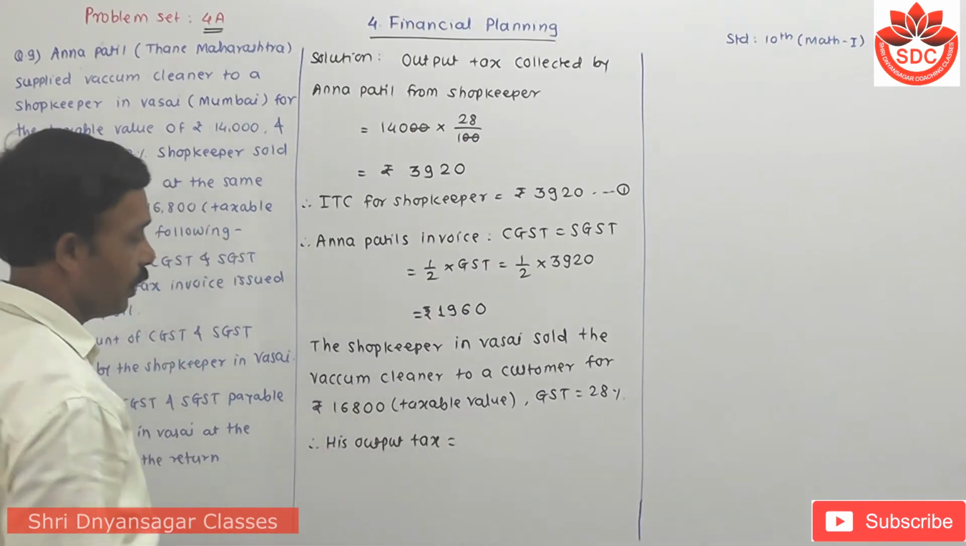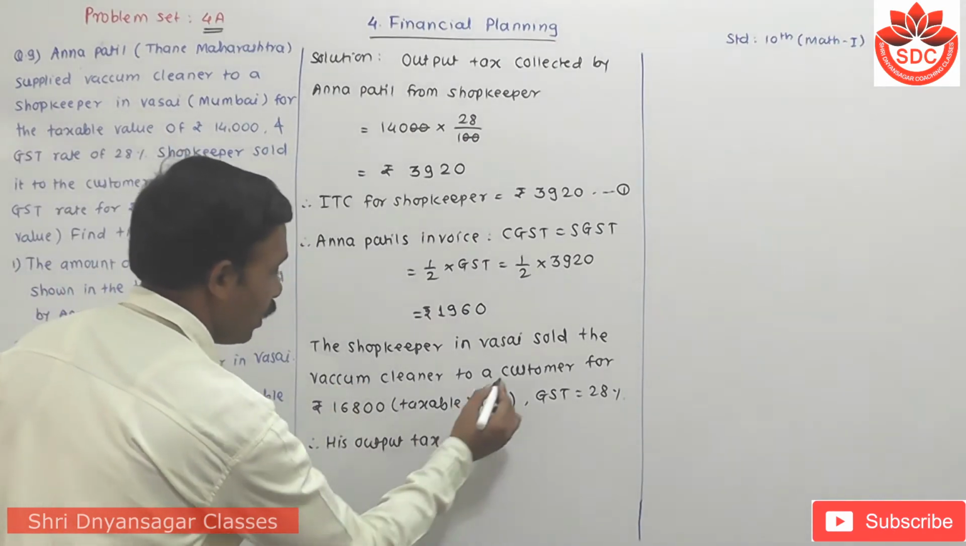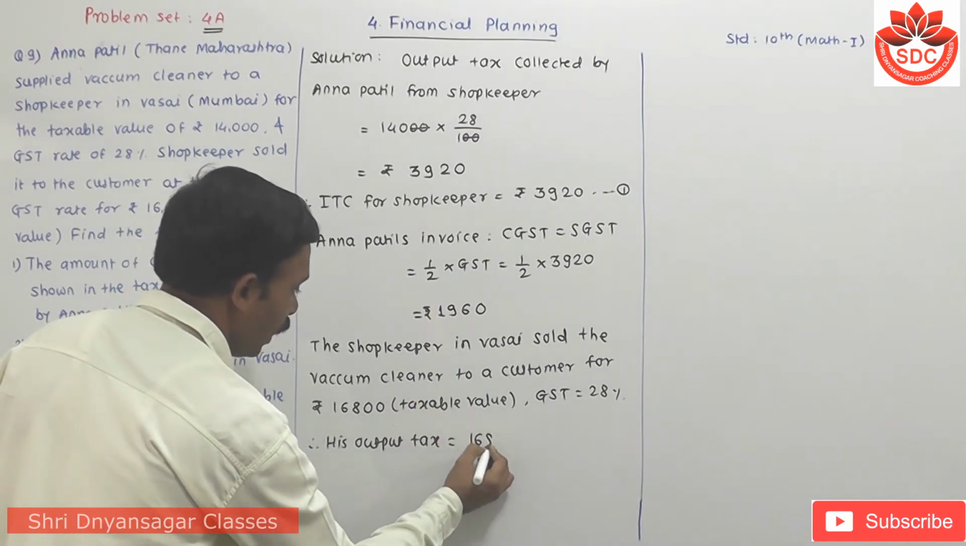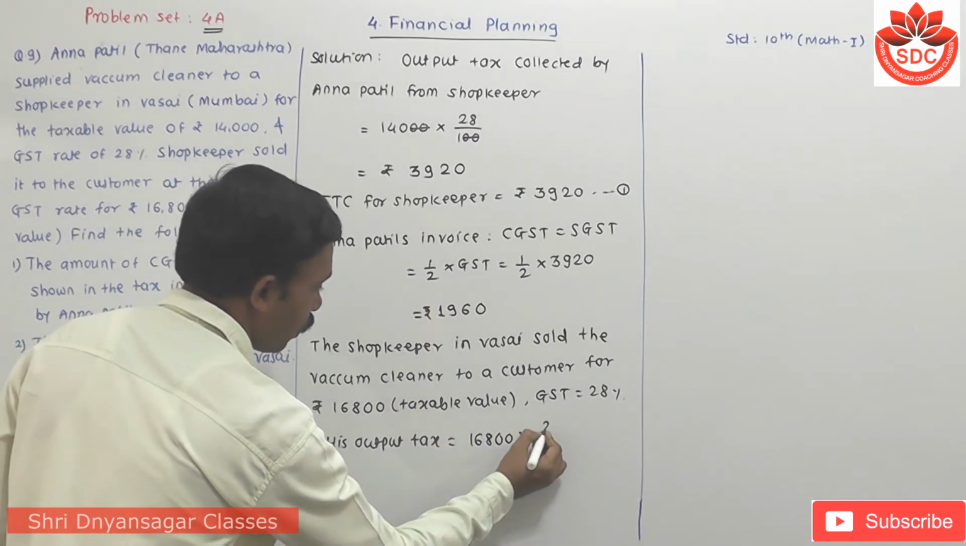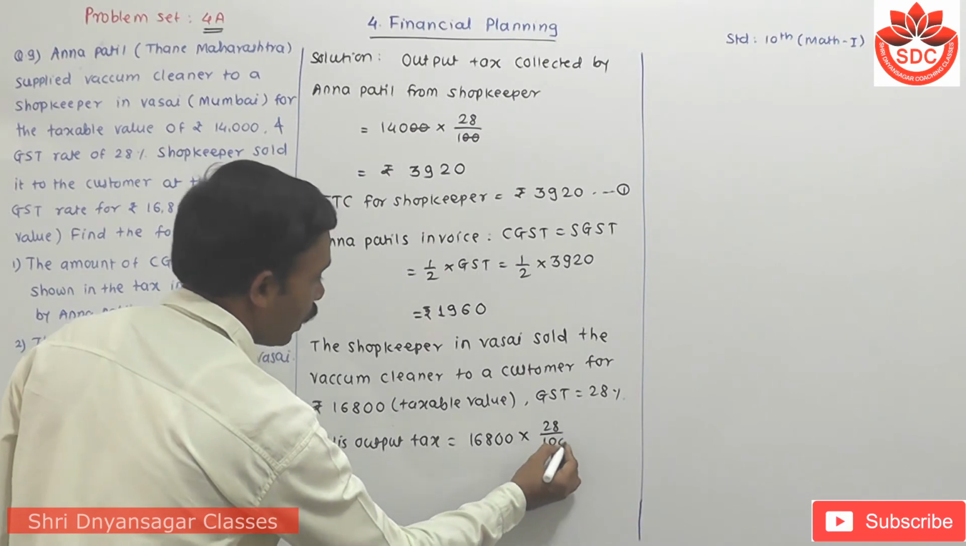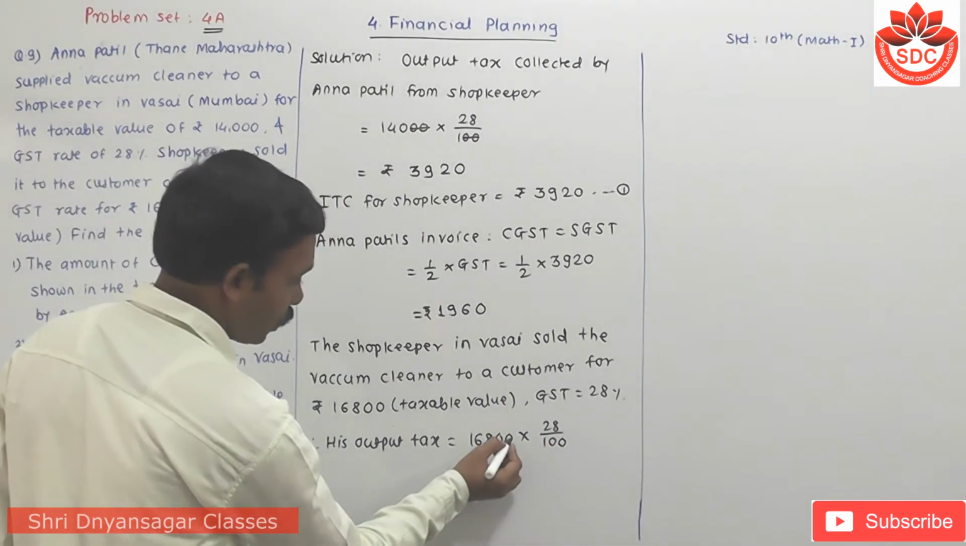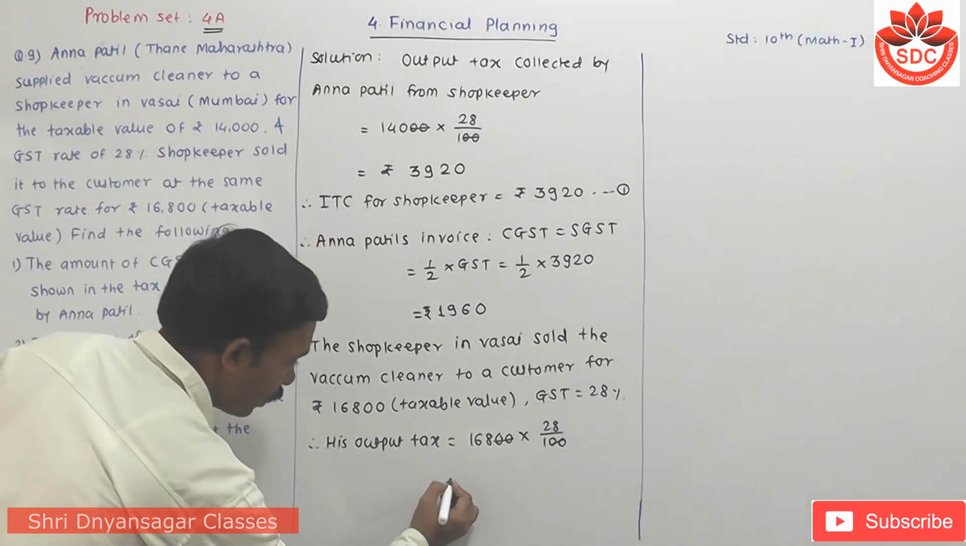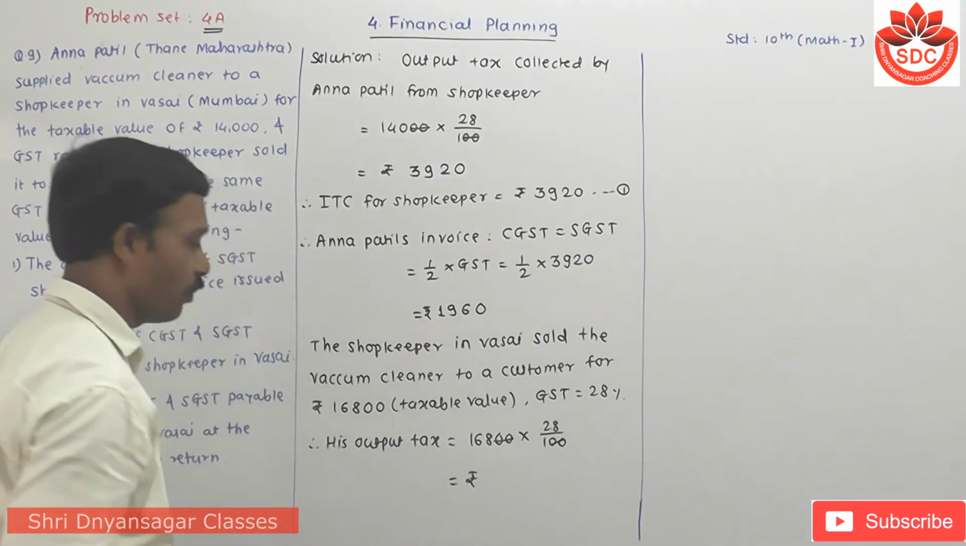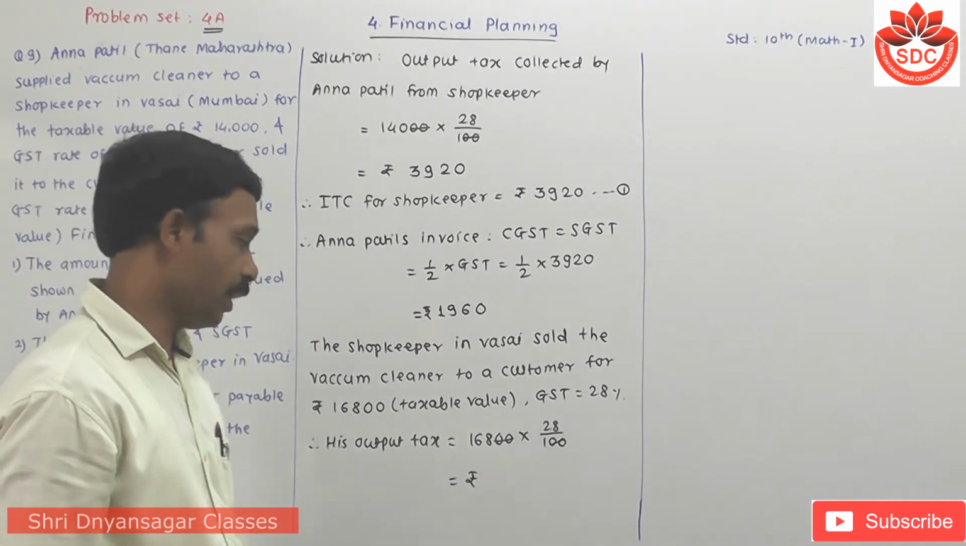Therefore his output tax, means that for the shopkeeper output tax is, here amount is 16,800 into how much? 28%. Means that 28 upon 100. These two zeros again get cancelled. Then we have to find out this product of 168 into 28 here.